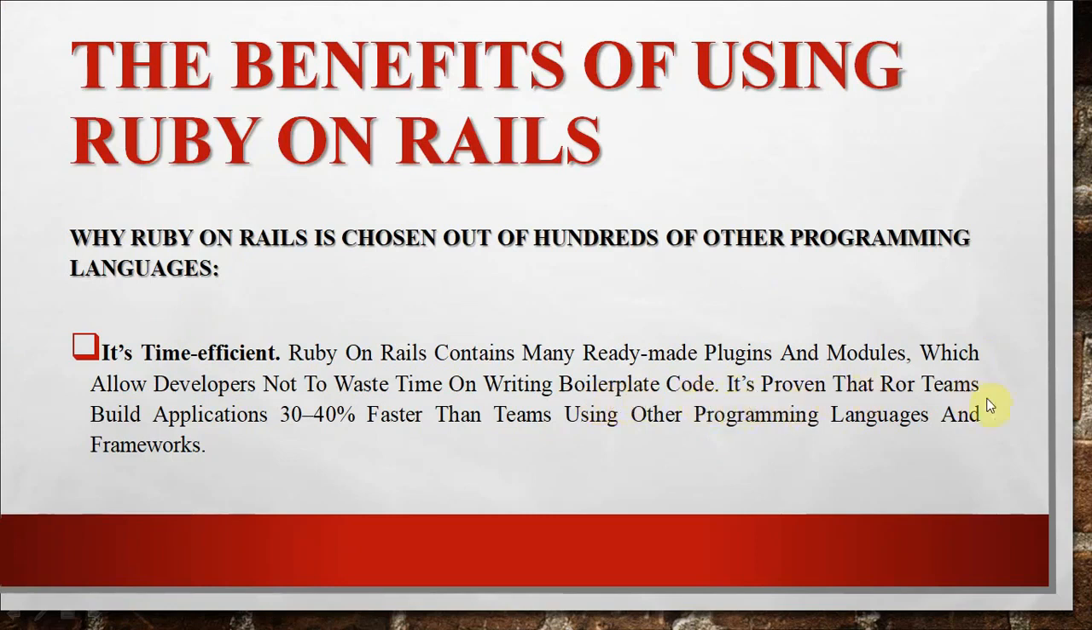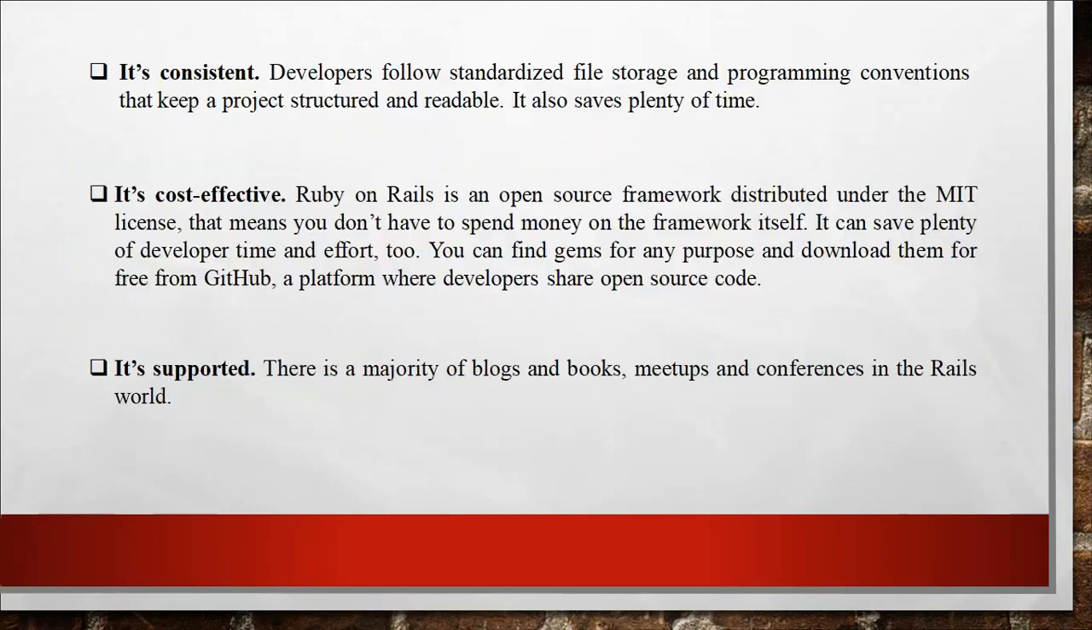And it is proven that Ruby on Rails builds applications 30-40% faster than other programming languages and frameworks. So ye kehta hai ki roughly it is 30-40%, it develops the application 30-40% faster than other programming languages. So abhi existing situation mein aur to without wasting time hum isme fast code development kar sakte hain. So these are the benefits of Ruby on Rails, and that's why we are using this programming language. And it is consistent, and developers follow standardized file storage and programming conventions to make the project structure readable. It also saves plenty of time.